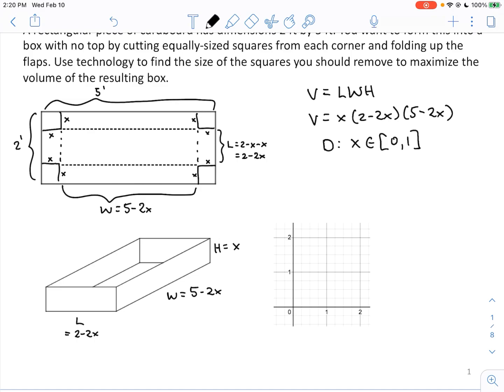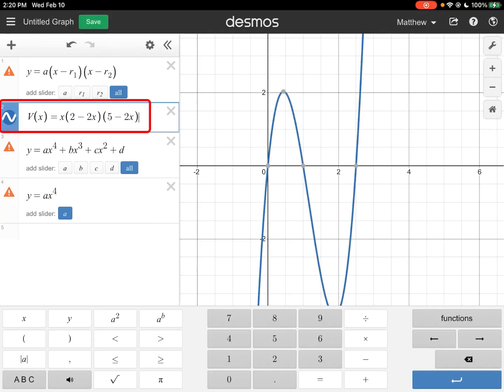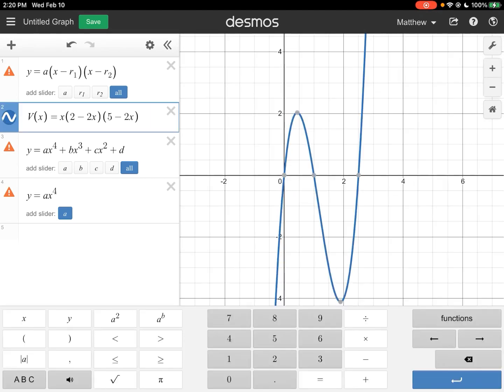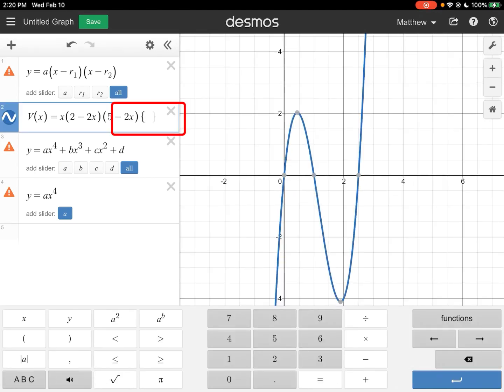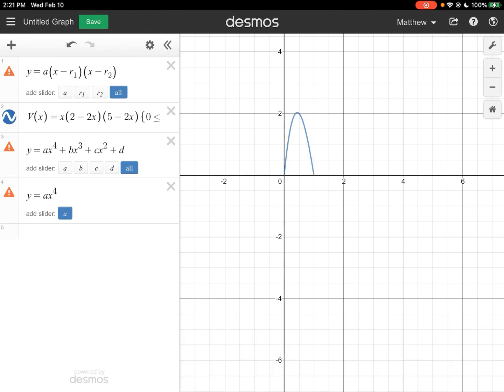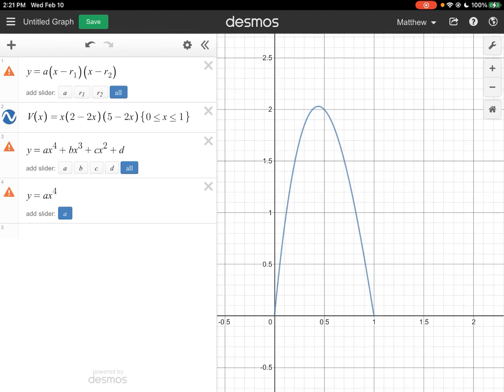But now I'm going to just use technology to graph this function. Typed in right here, the second line is the blue function, and it makes this curve. I'm going to crop it next. Remember to use the curly brackets to crop it, and we want x to be between 0 and 1. So when you crop the graph, it's only showing you part of the entire graph. And the question is, what should x be? How large should the squares be so that the volume is maximized?